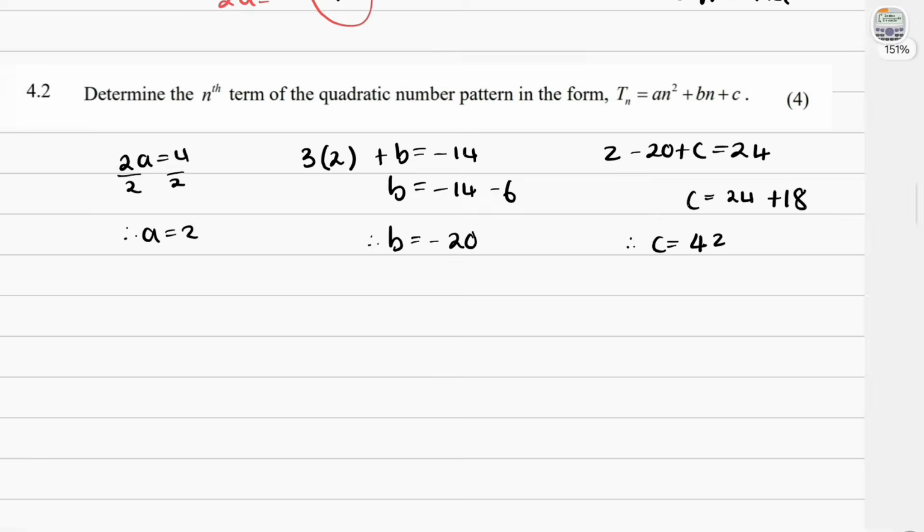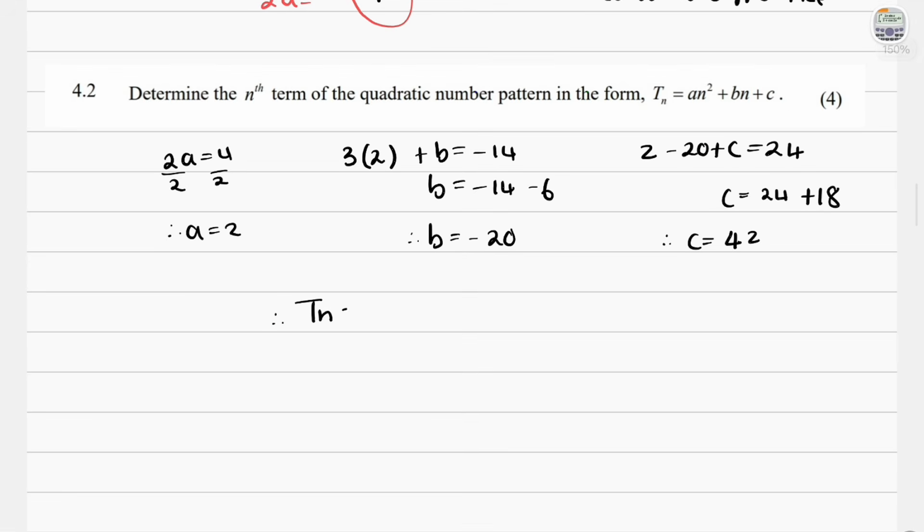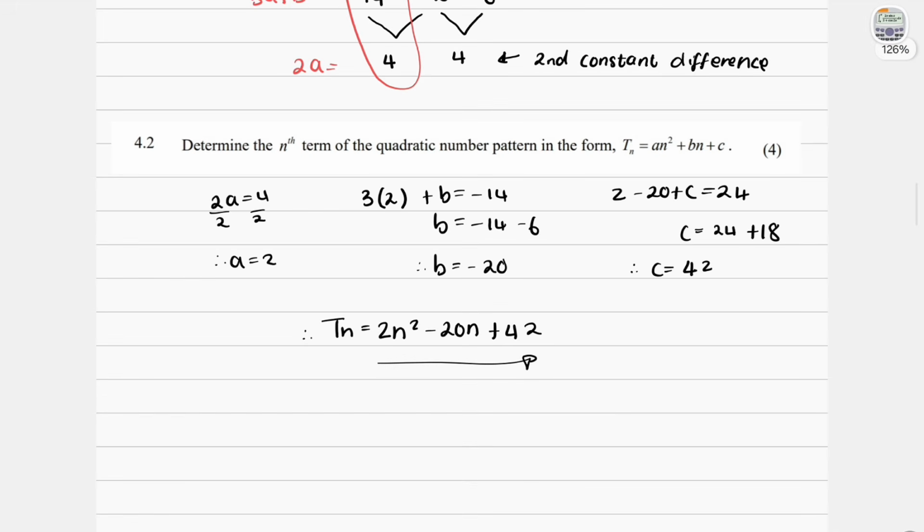And there we go. So it means that Tn is equal to 2n squared, minus 20n, plus 42. And that is our answer. Moving on to the next question.